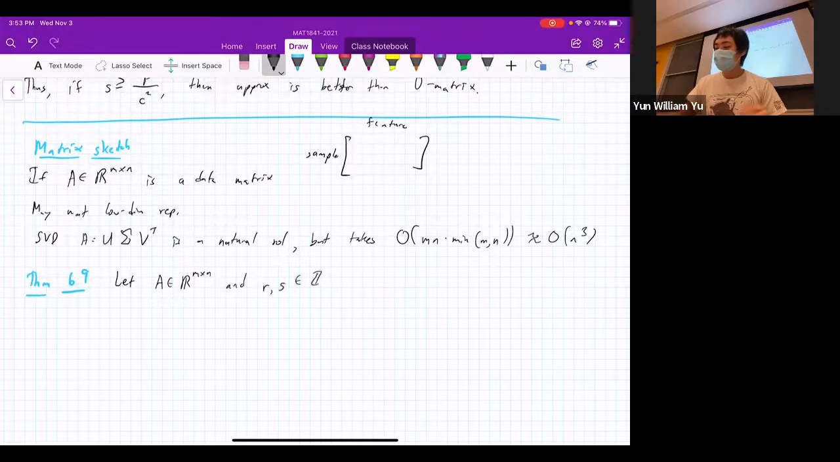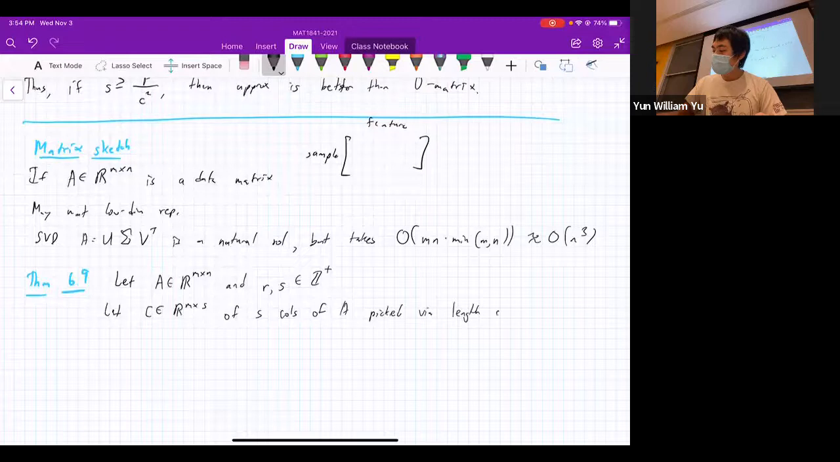So let's suppose that we have some m by n matrix A, and two values R and S that are positive integers. We're going to let C be an m by S matrix of S columns of A picked via length squared sampling. And we're going to let R be an R by n matrix of R rows of A picked via length squared sampling.